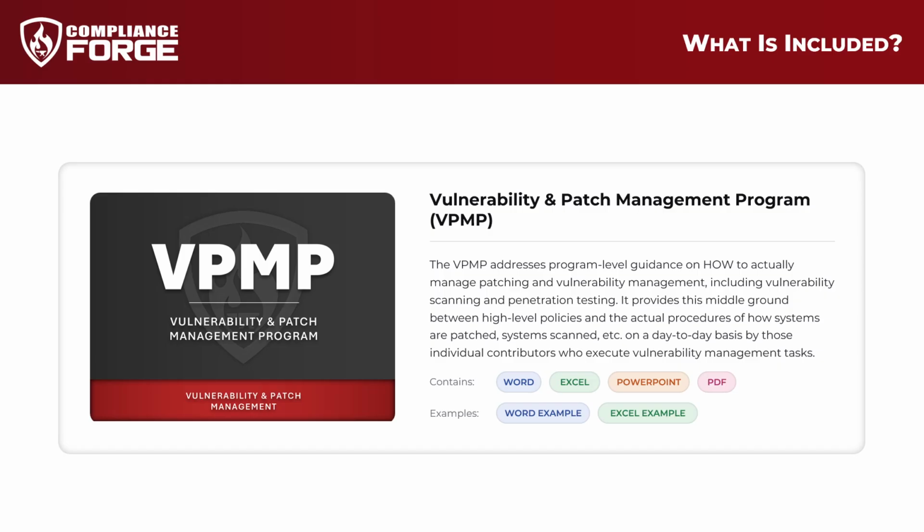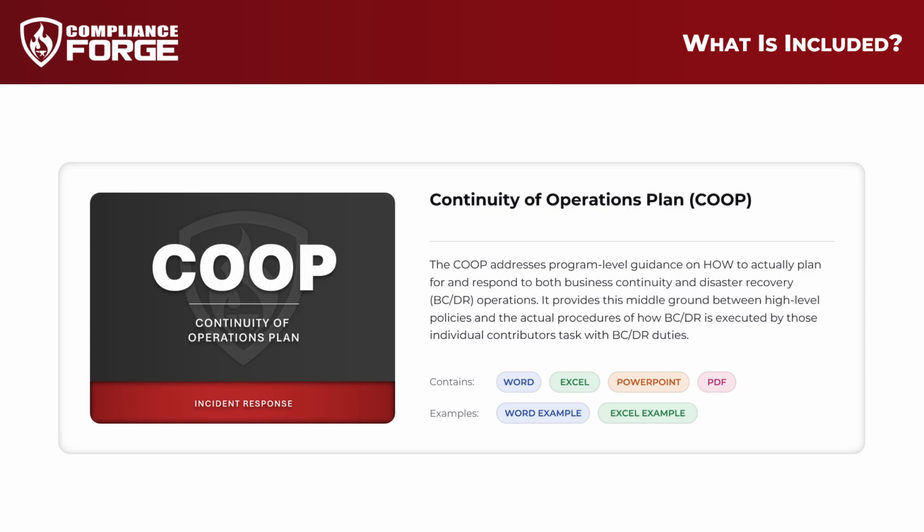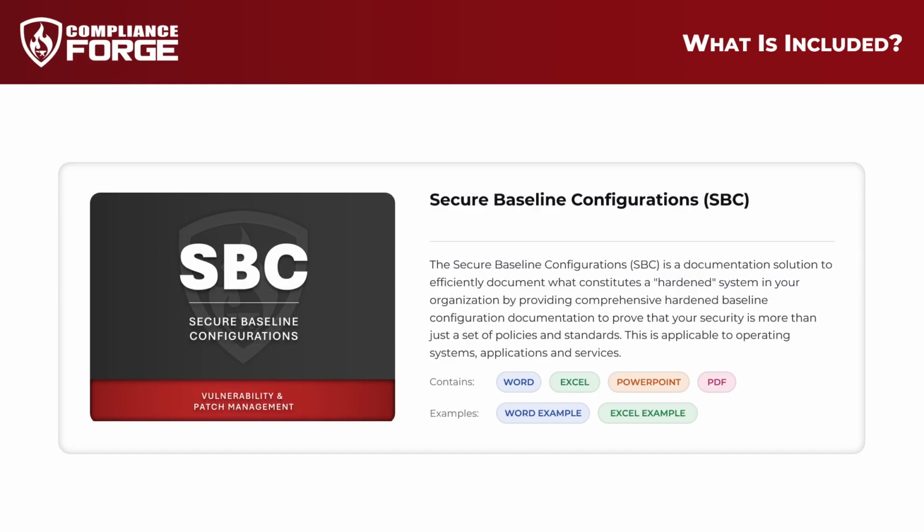The sixth is the Vulnerability and Patch Management Program, addressing how to actually manage patching and vulnerability management, including vulnerability scanning and penetration testing. The seventh is the Integrated Incident Response Program, addressing how to actually manage incident response operations, including forensics and reporting. The eighth is the Continuity of Operations Plan, addressing how to actually plan for and respond to both business continuity and disaster recovery operations.